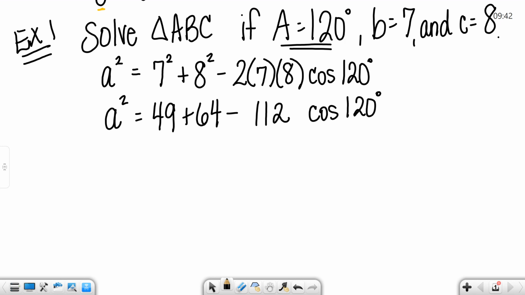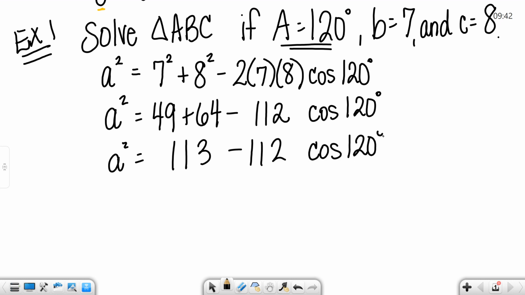Okay, so the next thing I want to do is add my 49 and 64. Now, the next step is where people tend to make a mistake. You cannot say 113 minus 112, okay? That's not what's happening here, because this 112 is being multiplied by the cosine of 120. So, order of operations, multiply comes before this little subtract symbol, so you cannot say 113 minus 112 right here.